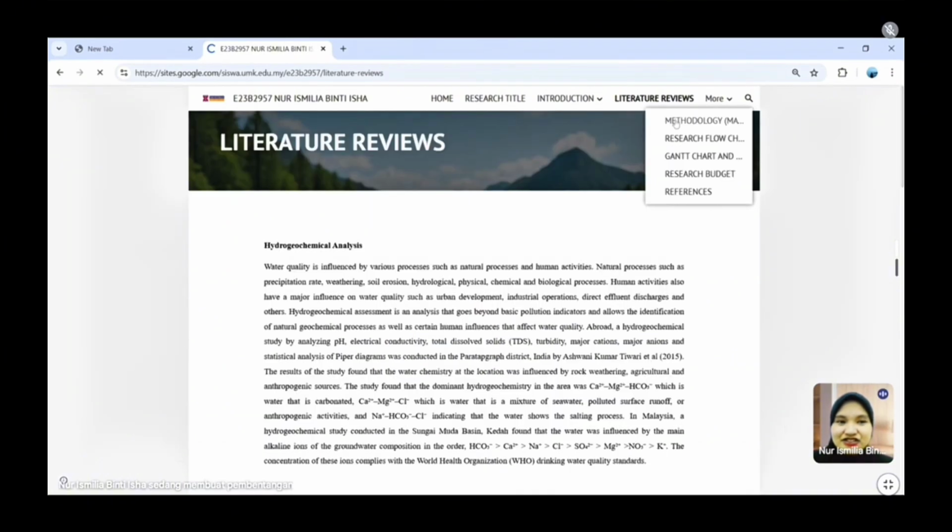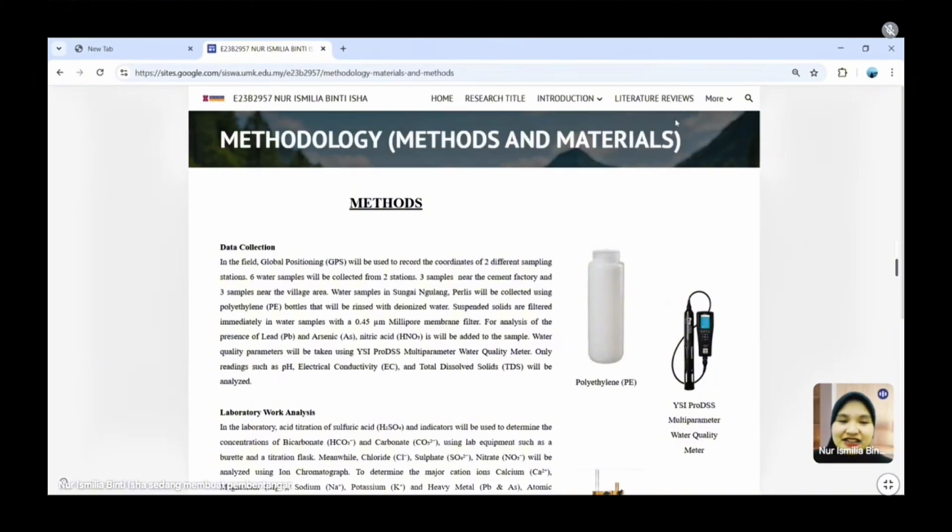Next is the methodology. For data collection, this research will use GPS to record the coordinates of two sampling stations in Mulang River. Six water samples in polyethylene bottles will be collected. Next, suspended solids will be filtered out immediately. Nitric acid will be added for lead and arsenic analysis. In situ pH, EC, and TDS measurements will be taken with YSI Pro DSS.